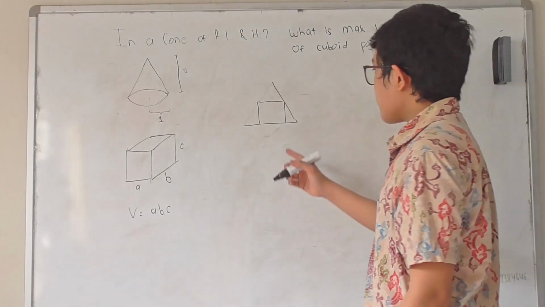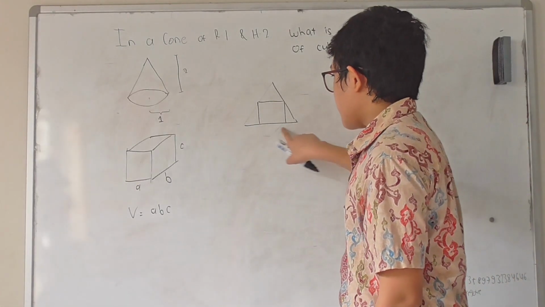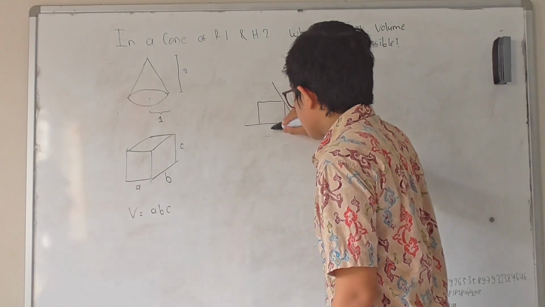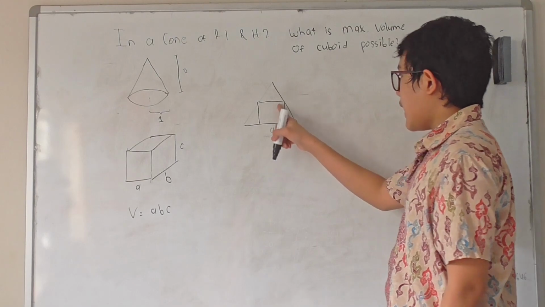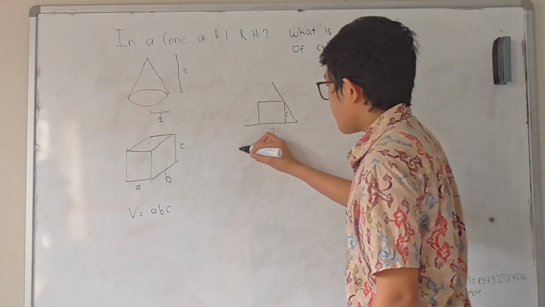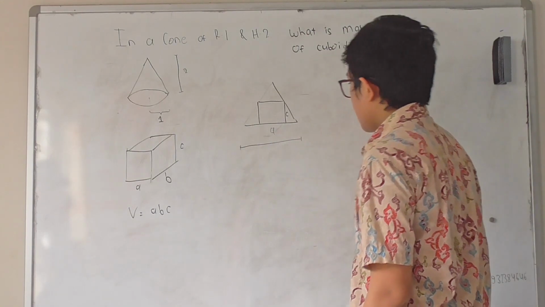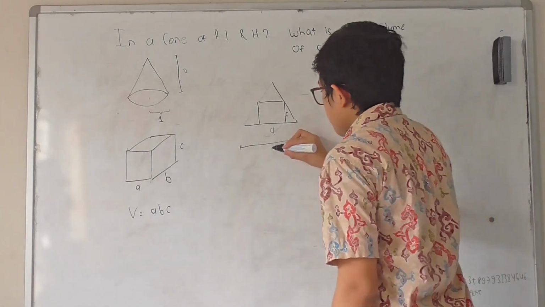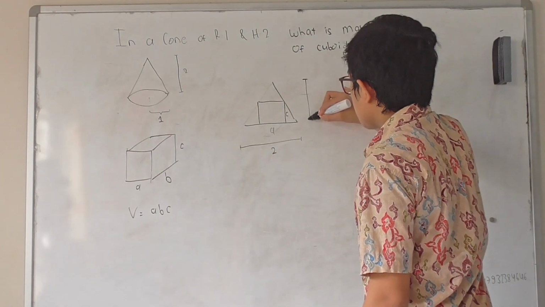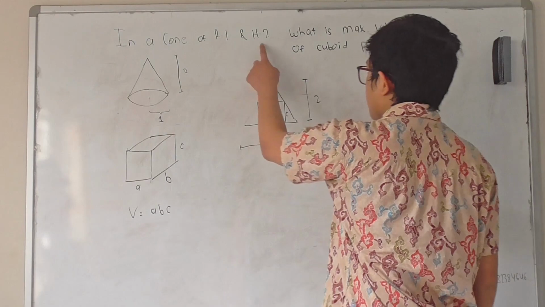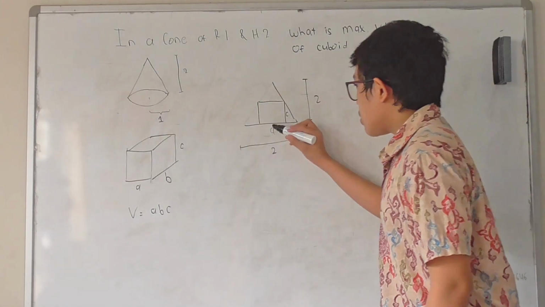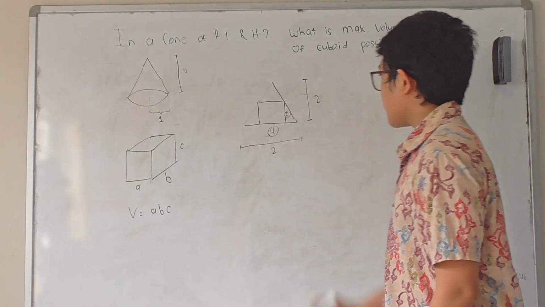And then we can label some of the values in here. We can say this is the length of the cuboid, A. This is the height of the cuboid, C, and this base of the triangle is basically 2 because the diameter of the cone is also 2, and the height is also 2, right over here. So with this we can create an equation that correlates A and C.